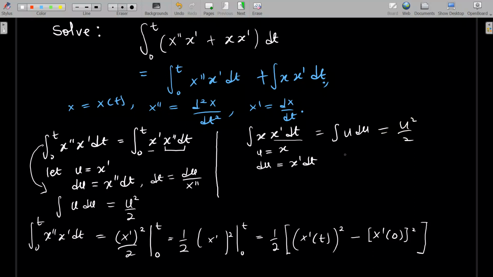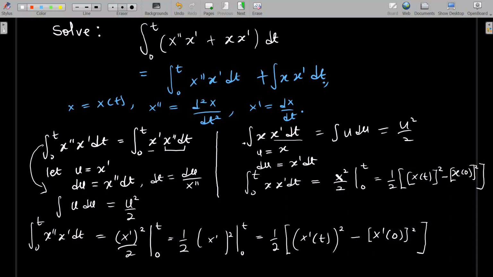So what this means is our whole antiderivative with the bounds, I usually don't like to play with changing the bounds. If you want, you can change it. If you don't, just keep it like I'm doing here. And the antiderivative of x prime dt is equal to, u is x, so I have x squared over 2, then evaluate this at 0 and then t. So this is going to be 1/2, again the same thing that you did for this, x of t, or x evaluated at t, then you square it, minus x evaluated at 0, then you square it. And that is the solution to that.